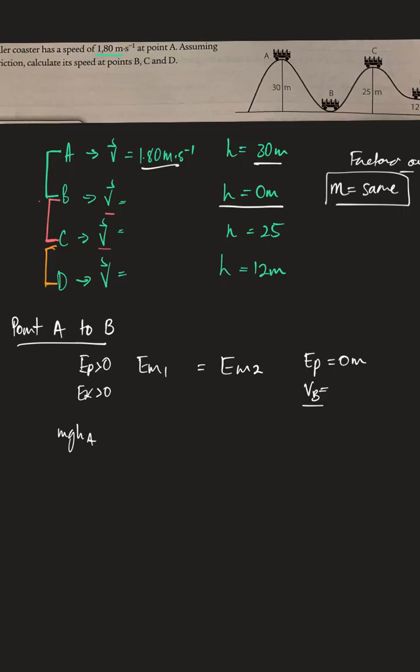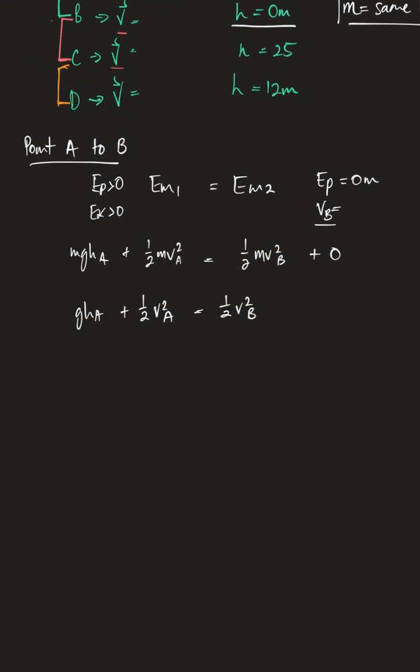All right, so I'm going to go MGH A plus half mv squared A is equal to half mv squared B plus 0. Right, or 0 plus, whatever the case is. Then I take out the mass, so I'm left with GHA plus half V squared A is equal to half V squared B. Right, so my actual formula is this one, which I'm going to be substituting here. Here I divided by M. That's how I got that.